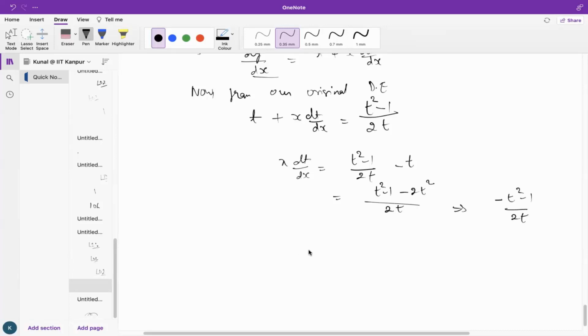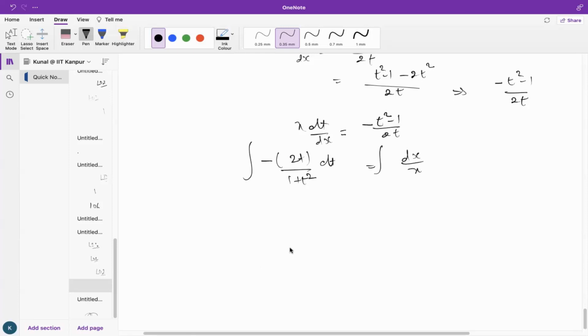And now what you have to do here is, let me write it here. So here we'll get x dt by dx is equal to minus (t square minus 1) by 2t. And here we will get dt, so we'll take minus outside, so we'll get 2t by (1 plus t square) dt is equal to minus dx by x. I'm just rearranging the terms. Now what you have to do, you have to just integrate both sides.